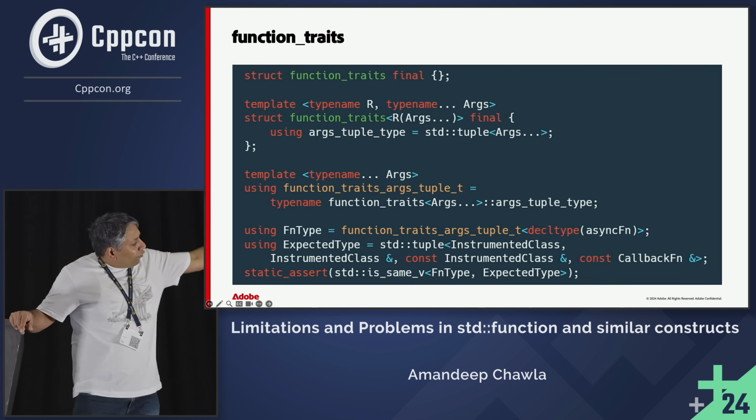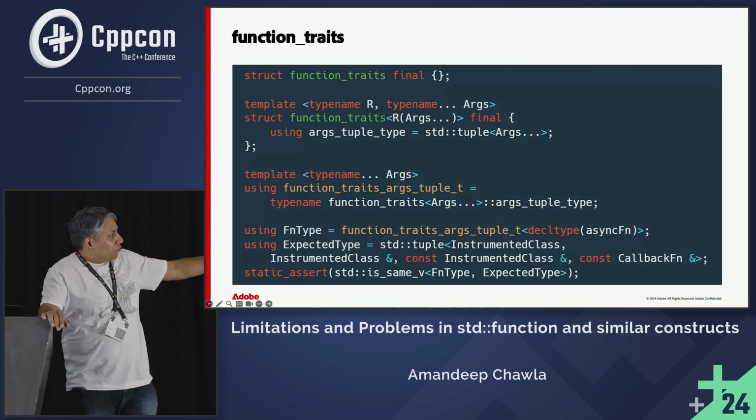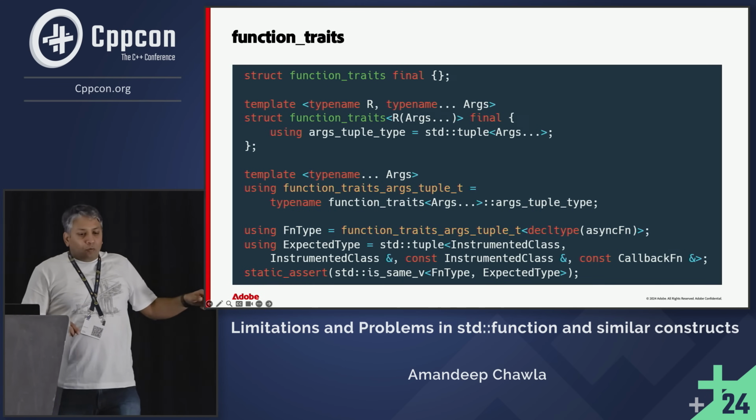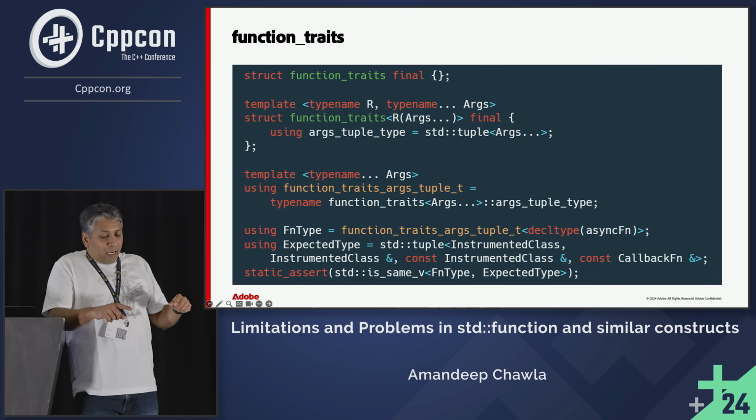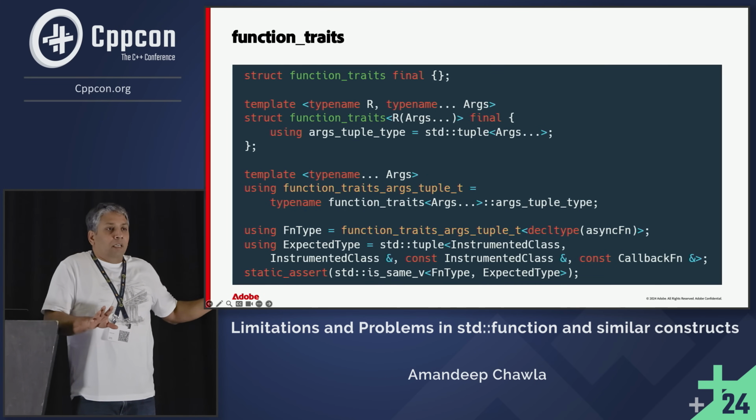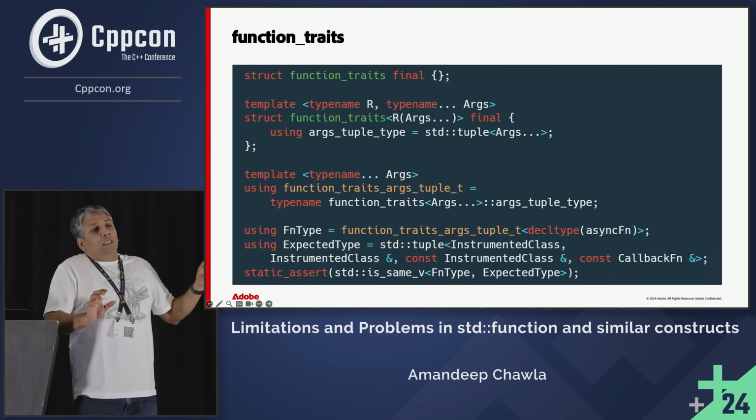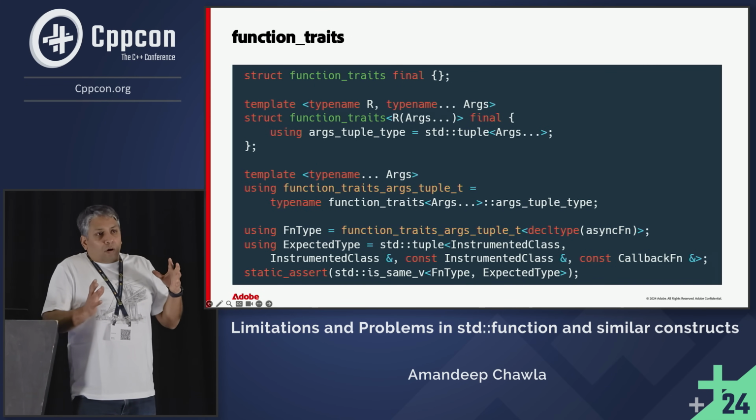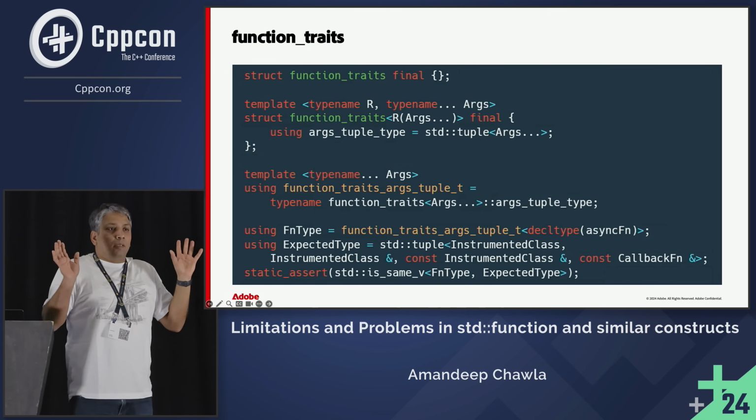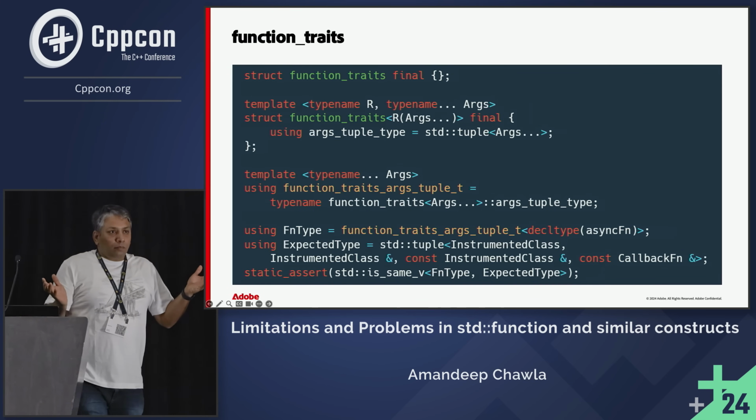And if I run this code on the async function, which is the 4th line from the bottom, you will see the function type I can deduce from this. And if I write the expected type and do a static assert, they are exactly the same. That means this template is able to give me the parameter types of my function wrapped in a tuple. And that is what I wanted. Okay.